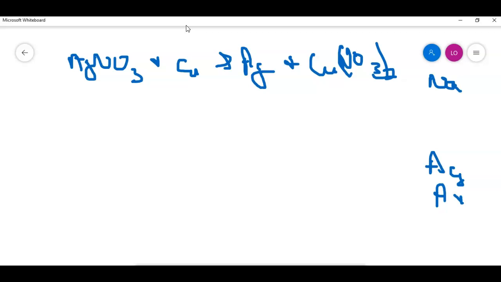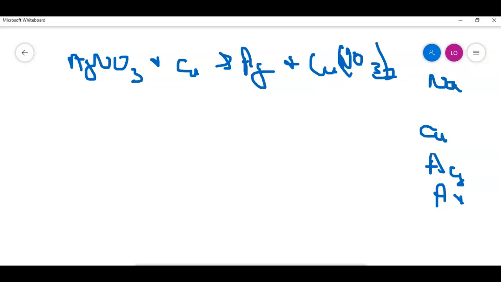And that's what you look at the chart. Copper is more reactive than silver, so copper reacts and forms a bond with nitrate. So copper on your list, and it will be in the next week's lesson, is higher than silver and gold.